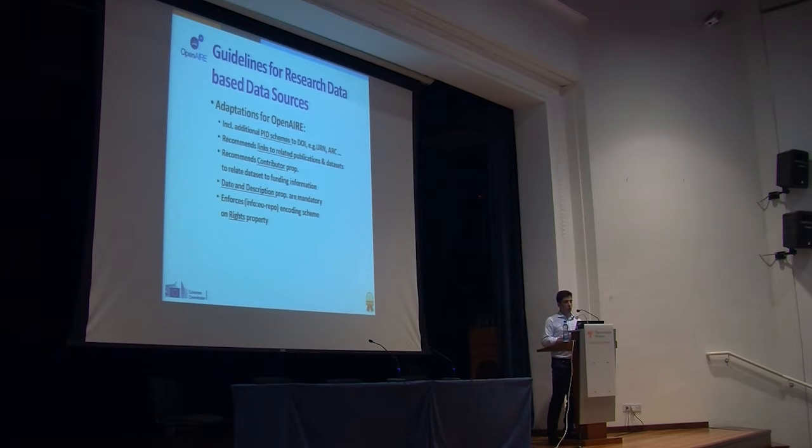So the guidelines for research data are based on DataCite. They have some adaptations for OpenAIRE, including PID schemes, DOI, URN, ARK, recommends links to related publications and datasets, recommends contributor properties. Dates and description are mandatory. Enforces also the use of the application profile info:eu-repo encoding scheme on rights property.